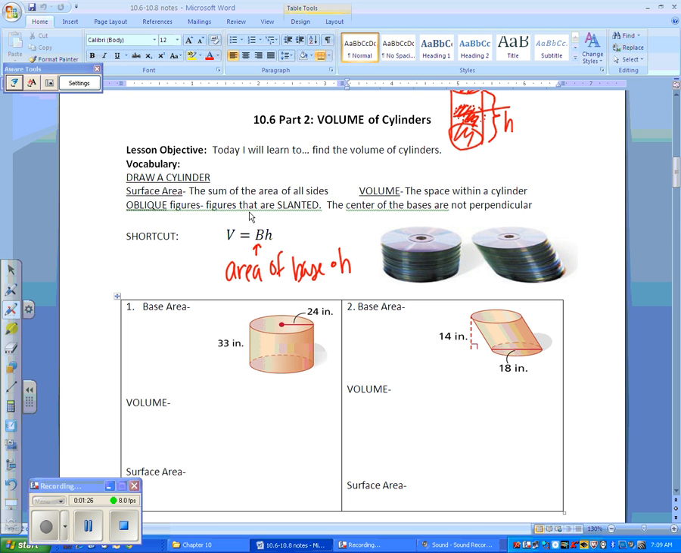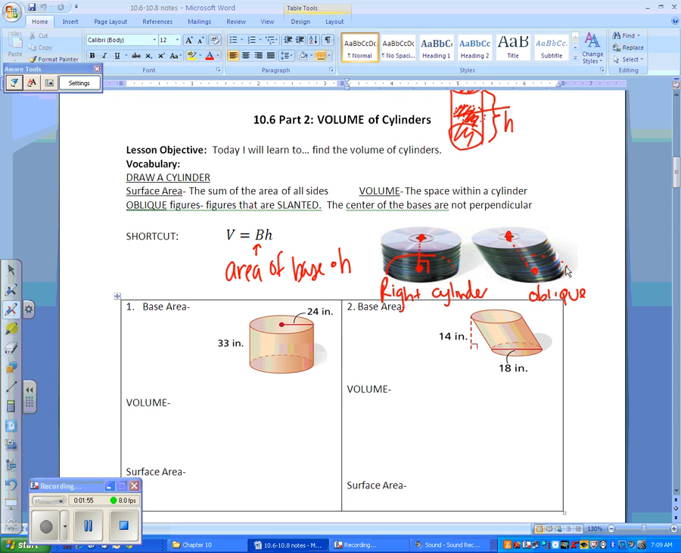Okay, and something maybe you guys have noticed is that if I say that it's a right cylinder, that means it looks like this stack of CDs. If you go from the top down to the other base, here's my other base, it would make a right angle. So this is called a right cylinder. Something is called oblique if it does not make a right angle. So if you go from the center of this base to the center of this base, you can see it does not make a right angle.